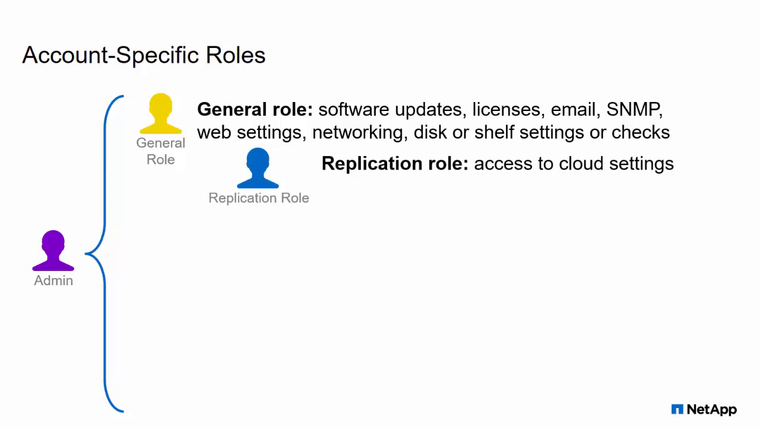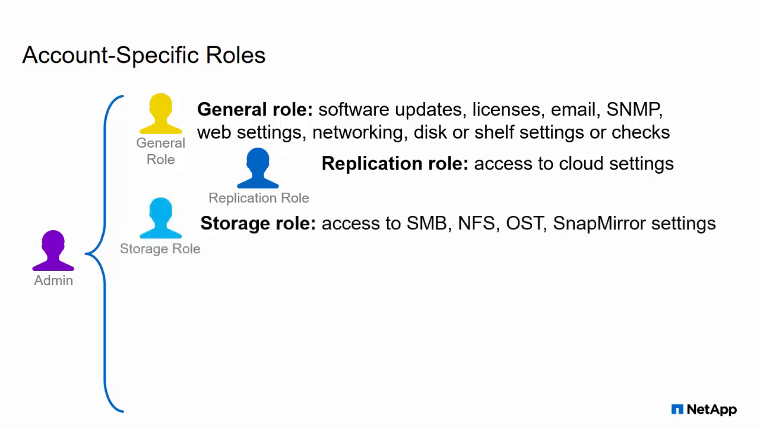Role-based accounts who are assigned to the replication role can access all of the cloud settings, replication settings, and bandwidth settings. Role-based accounts who are assigned to the storage role can access all of the storage pages, such as SMB, NFS, OST, and SnapMirror. These pages are used to configure the front-end settings to the backup application. Backup administrators, therefore, will likely want to have access to this role.